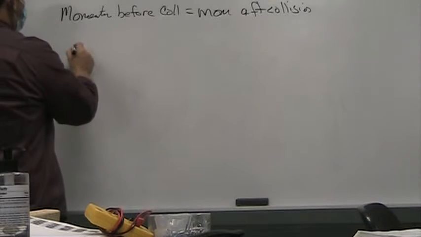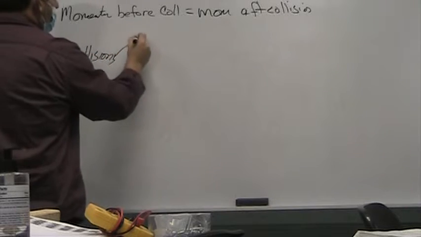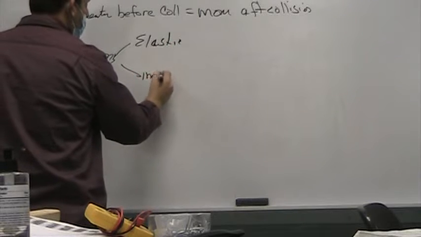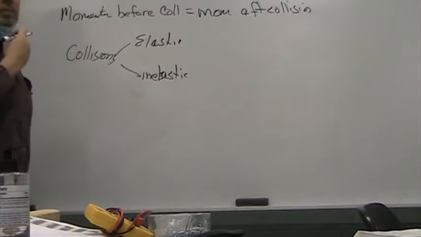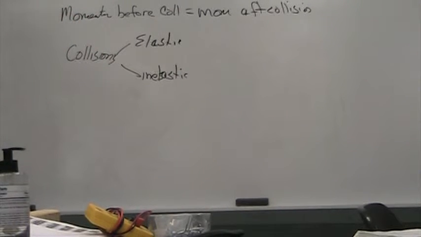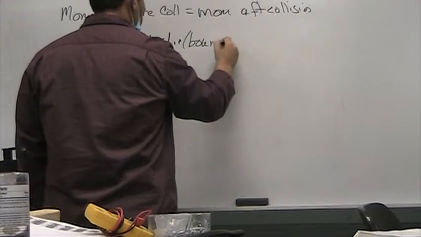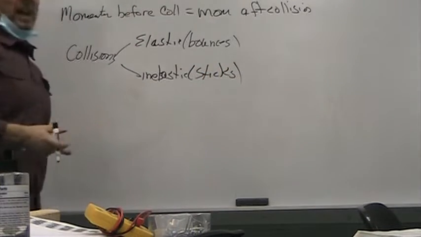There are two types of collisions that we're going to focus on: elastic and inelastic. What do you think that means? Elastic versus inelastic. When two things collide, what do you think elastic means? It bounces. Yeah, that's the layman's term. Inelastic? It sticks. That's layman's terms.